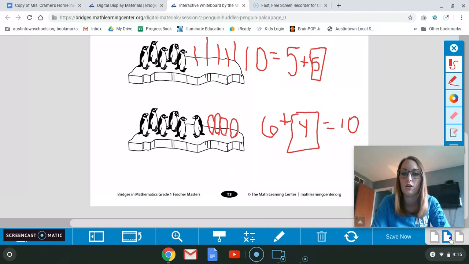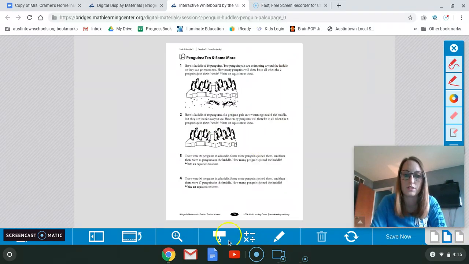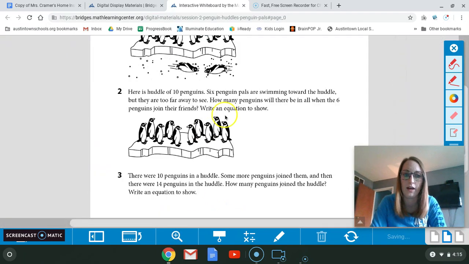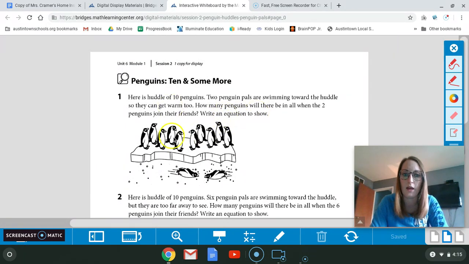Okay, next page. On this one, I am going to zoom in so I can see what I am looking at. All right, there is a huddle of 10 penguins, but this time 2 penguin pals are swimming towards the huddle so they can get warm too. How many penguins will there be in all when the 2 penguins join their friends? It says write an equation to show.